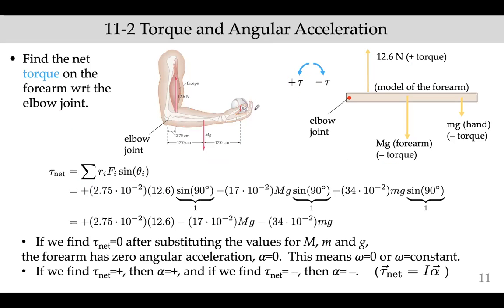Now the angle could be a different thing. For example, this is the joint, and there could be a force in this way. Then this is the radius R, and I would take this angle. But in this case, all the forces are up and down, and they are all at 90 degrees with this radius over distance.